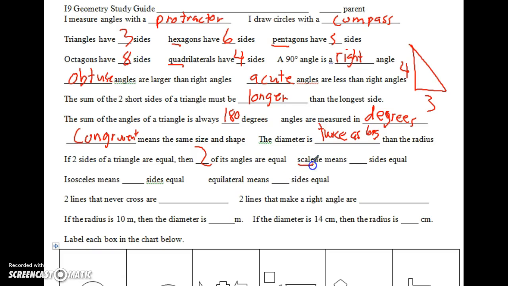Scalene, remember if I put the pig on the scale, he never weighs the same, so none of the sides are equal. Isosceles is like the ice cream cone, 2 sides are equal. And equilateral, all 3 of the sides are equal. 2 lines that never cross are parallel. 2 lines that do make a right angle are called perpendicular.